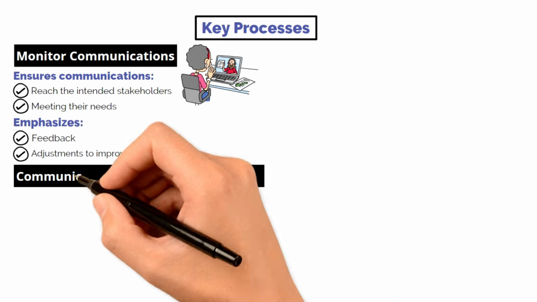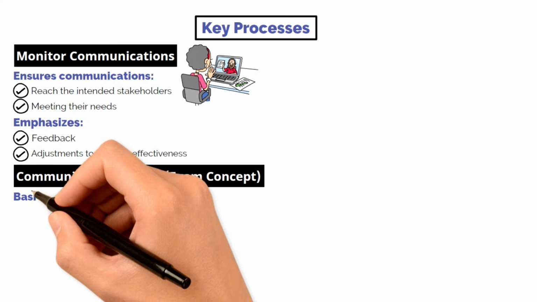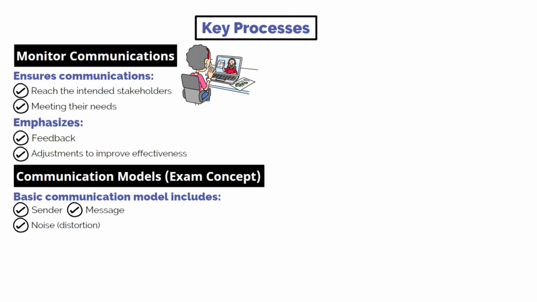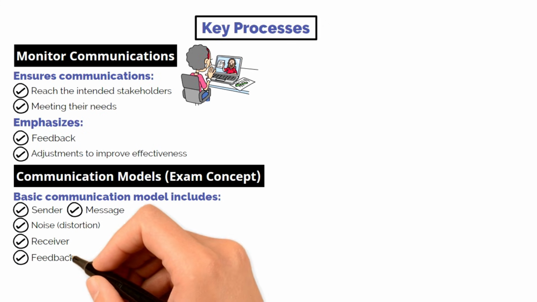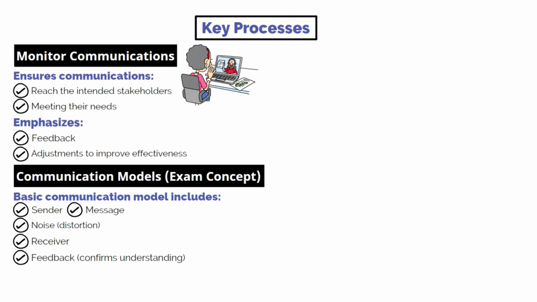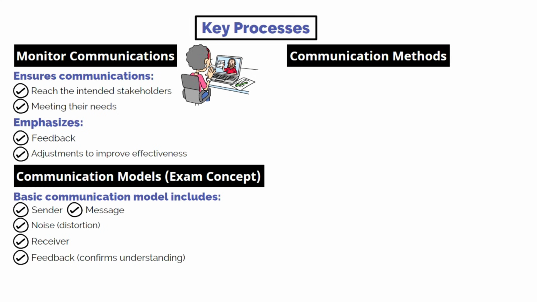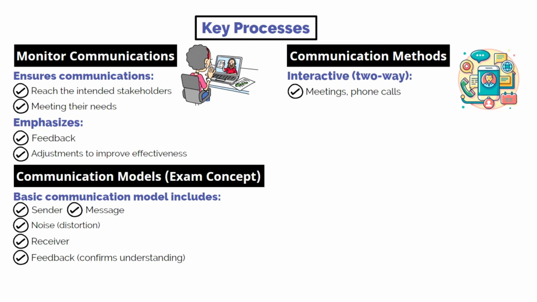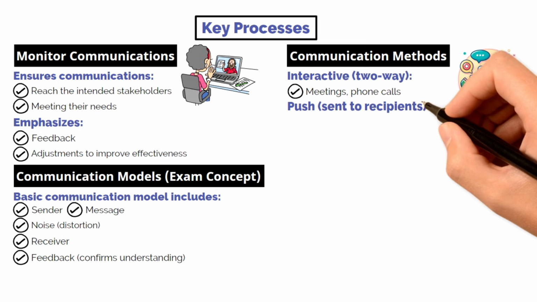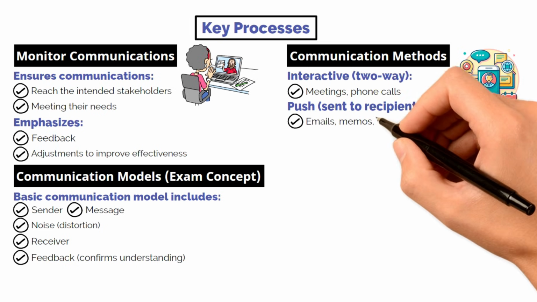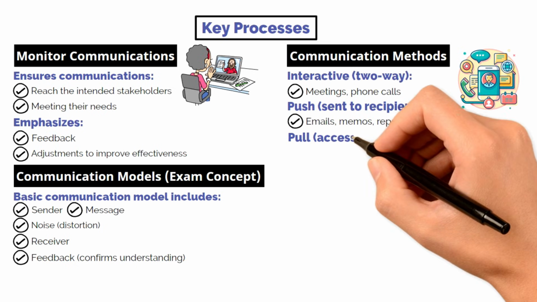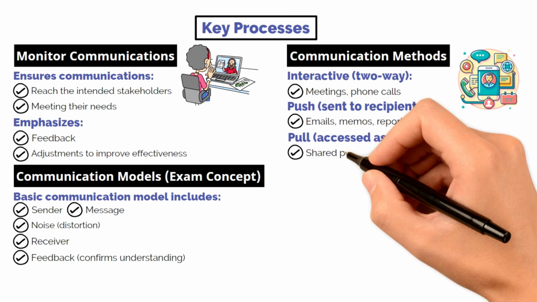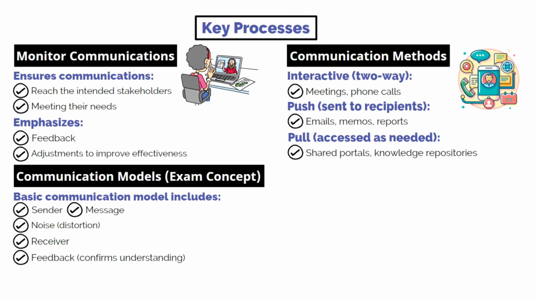The exam may also test on communication models. A basic model includes the sender, the message, potential noise that distorts the message, the receiver, and feedback to confirm understanding. You should also know the different communication methods. Interactive communication is two-way, such as meetings and phone calls. Push communication sends information to recipients, such as through emails or memos. Pull communication makes information available for stakeholders to access when needed, such as a shared portal or knowledge repository.